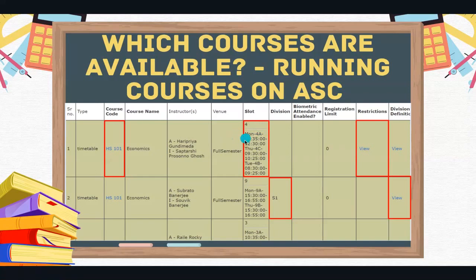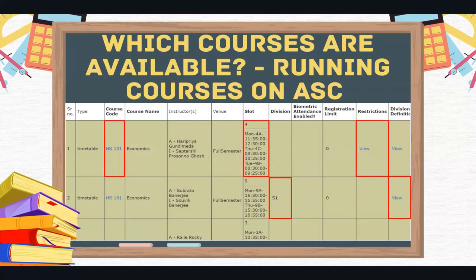What it means is that on Monday the lectures will be held from 11:30 to 12:30. On Thursday it will be held in the morning, from 9:30 to 10:25, and on Tuesday it will be held from 8:30 to 9:25. So HS 101 will follow this timetable as it is in slot 4.